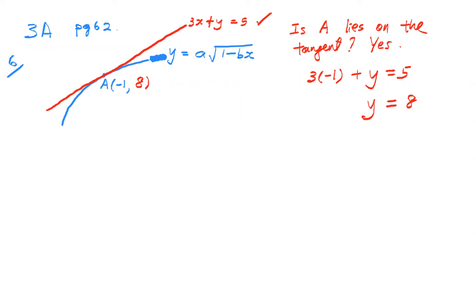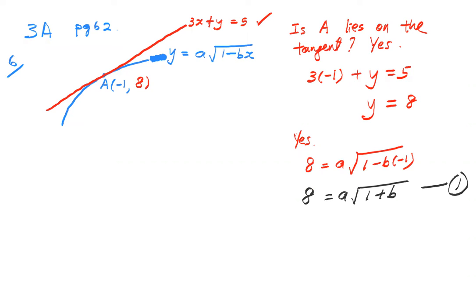So now, does point A lie on the curve? Yes. So you ask yourself this question. If yes, then I can say that when my y is 8, my x has to be -1. So I got one equation that involves A and B. Settle. So how am I going to get another equation?